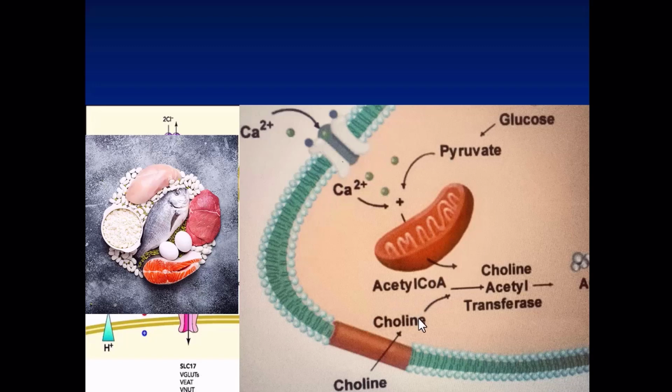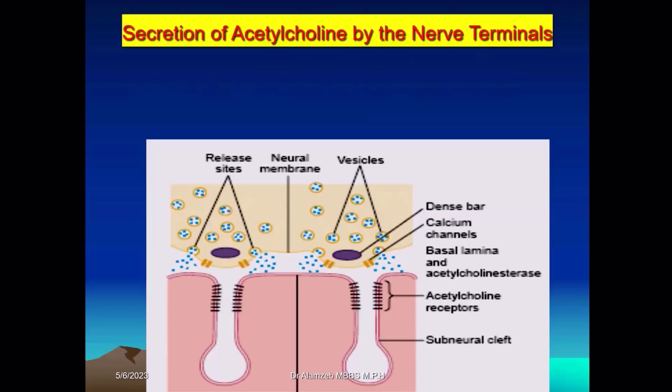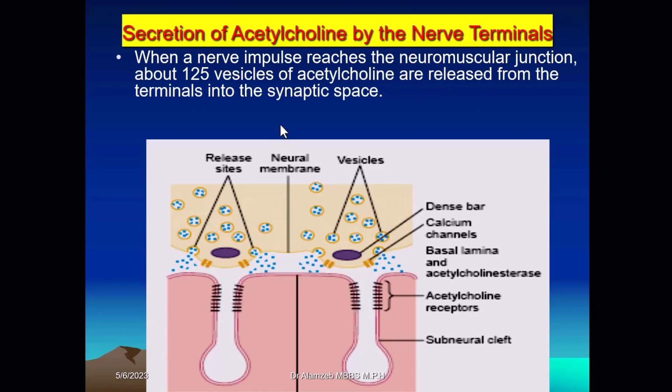CoA. Under the influence of the enzyme choline acetyltransferase, which acts on these two, acetyl CoA and choline, acetylcholine is synthesized, and then this acetylcholine is loaded by active transport into the vesicle. Now secretion: when a nerve impulse reaches the neuromuscular junction, about 125 vesicles of acetylcholine are released from the terminal into the synaptic space.